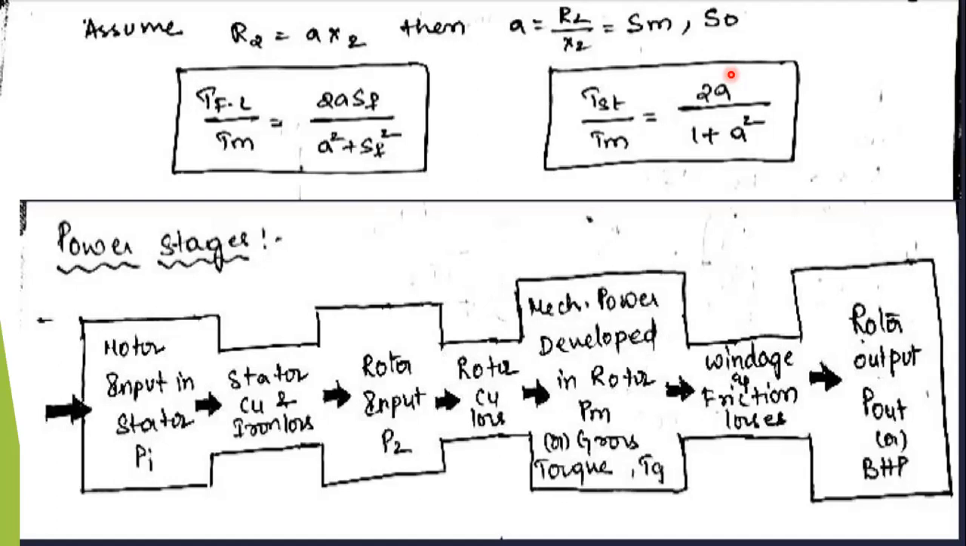Next, power stages. These are the various stages in the induction motor, and they will be discussed in further classes with brief explanations. First, if you take the input at the stator, we get the output at the rotor. This output at the rotor is called BHP.